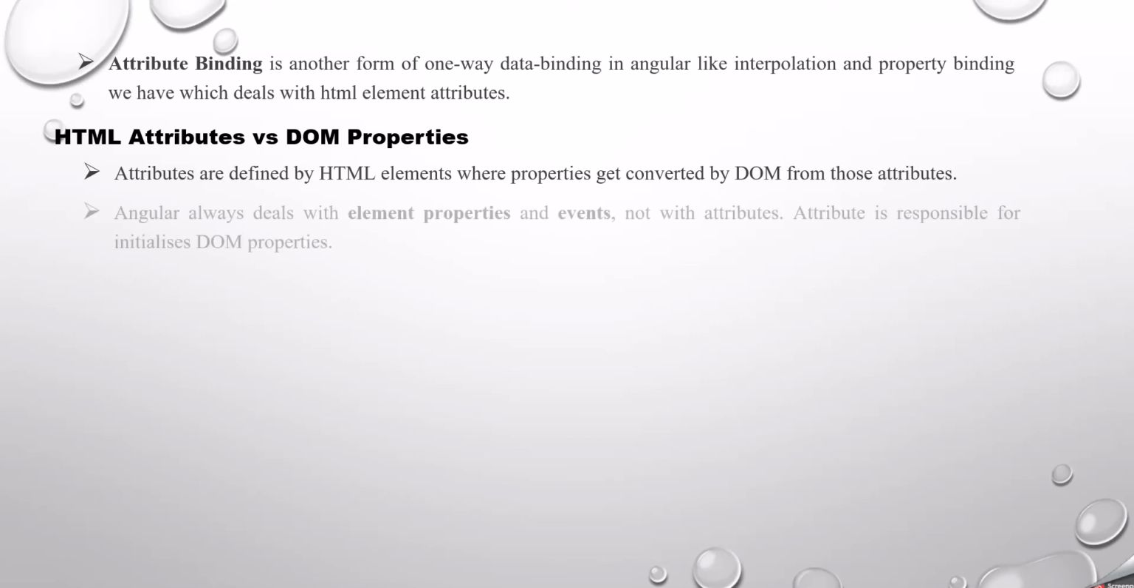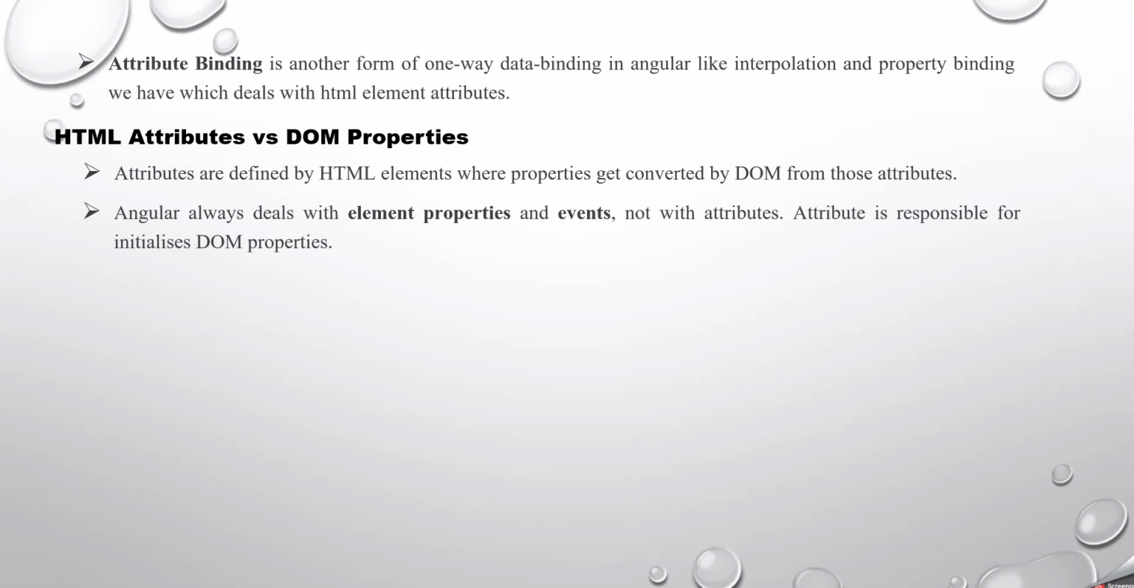by the browser. Angular always deals with element properties and events. It doesn't take care of attributes, basically. When we are writing, we are defining the attribute, but when it gets converted, it turns into properties and those are dealt with by Angular. And the events, of course, we have several events. An attribute is responsible for initializing the DOM properties. That's the job of an attribute of an HTML element.